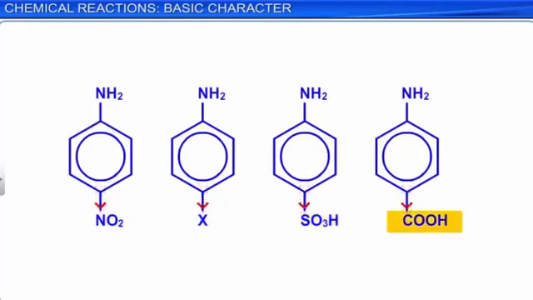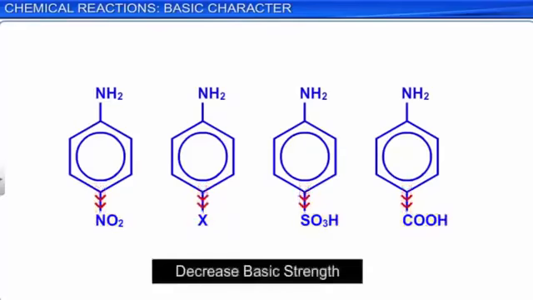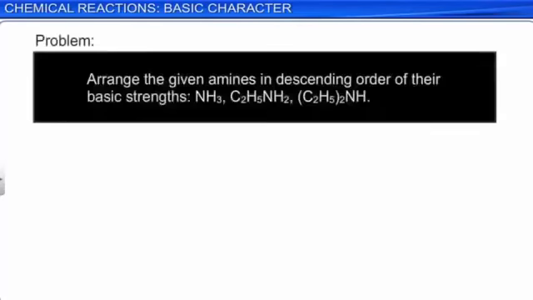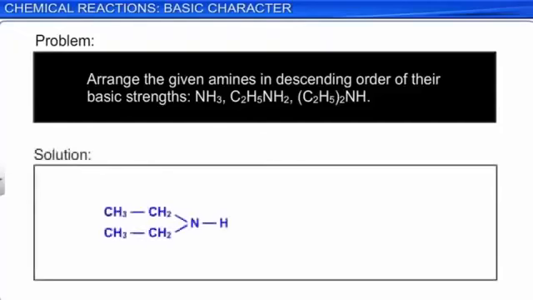Here's a problem for you to try. Arrange the given amines in descending order of their basic strengths. Try to work out the answer yourself before checking the solution. The descending order of basic strengths of the amines and ammonia is dimethyl amine is greater than ethyl amine is greater than ammonia. This is explained on the basis of plus I effect of the alkyl groups. More is the number of alkyl groups, more will be the plus I effect.